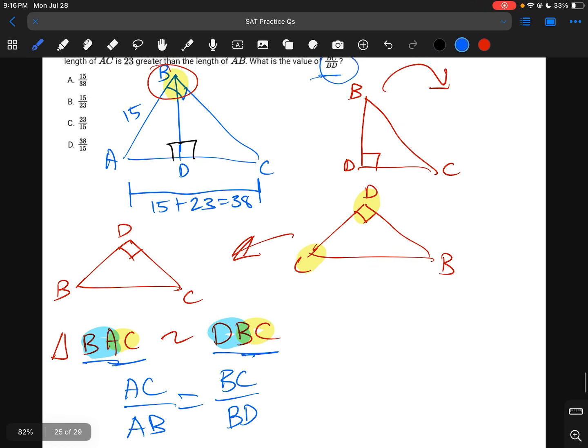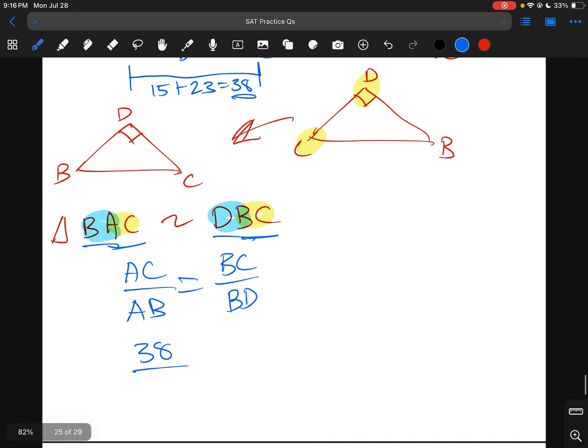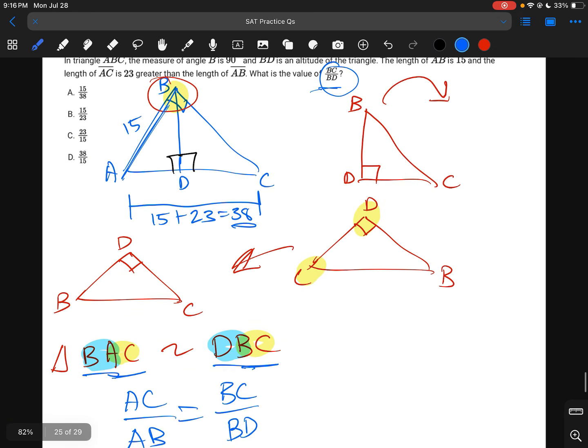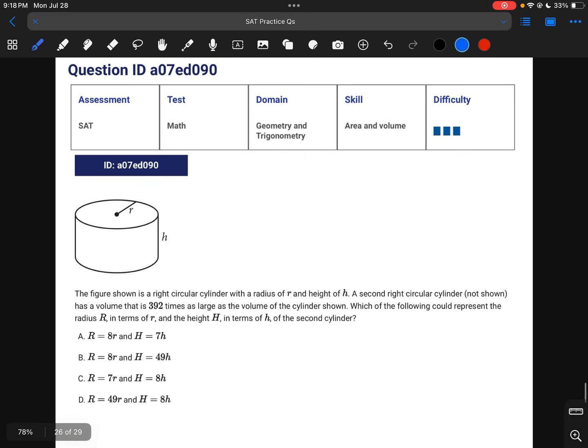So do we know the value for AC? Yes, they told us it was 38. And do we know the value for AB? Yes, we were told it was 15. So the answer is D, 38 over 15.